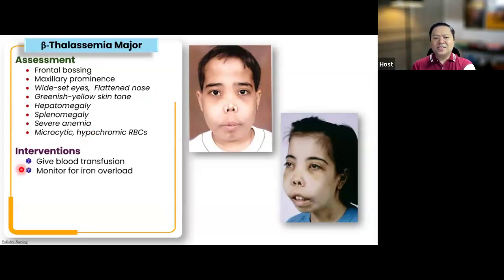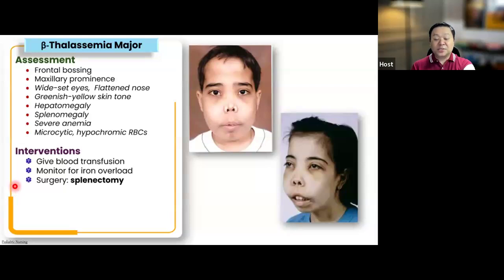Now, another is that we're going to monitor the patient for iron overload because of the frequent blood transfusions. We want to make sure that we are monitoring that. This can also be treated with deferoxamine, a chelating agent, to reverse the iron overload or iron toxicity.